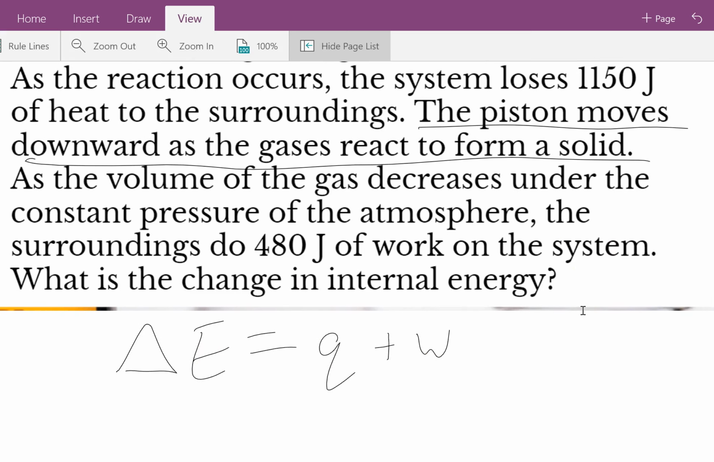So we know that the system loses 1,150 joules of heat energy. So it's going to equal negative 1150 joules plus, which is heat energy, plus the work. As the volume of the gas decreases under constant pressure of the atmosphere, the surroundings do 480 joules of work on the system. Now the question is, does that make the W value positive or negative?